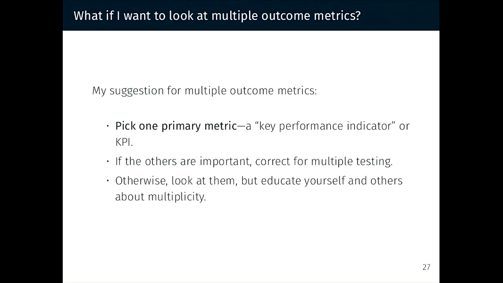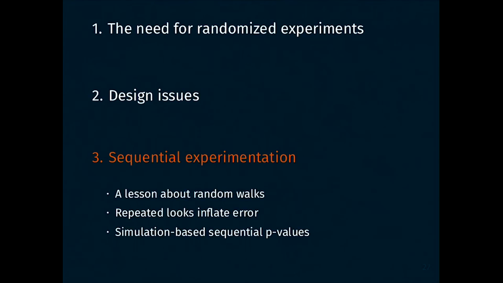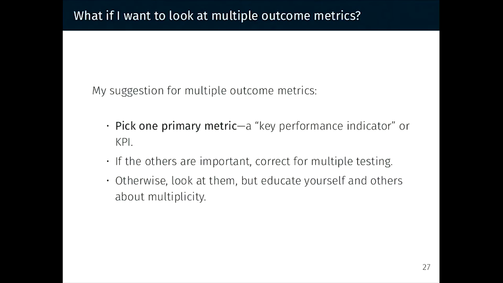And now my last bit of advice, which is maybe controversial: if those other metrics aren't critical for decision making, of course you're going to measure them and look at them, and that's okay, but educate yourself about multiple testing and educate your coworkers, or your fellow scientists as it may be, so that you're aware of making faulty conclusions. And I believe that's it for my three design choices. Any questions on that?